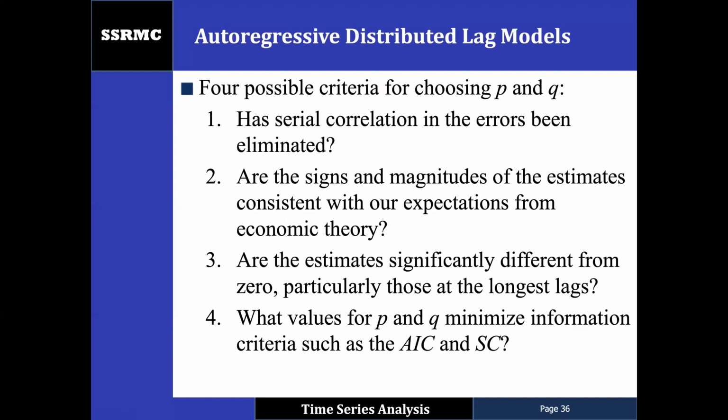So first of all, if the P and Q are correctly chosen, the serial correlation should be removed from the error term. So once you estimate the model, always look at the error term, perform an LM test, and check whether it still has an autocorrelation problem. If it disappears, that basically means at least the choice of P and Q are correct.